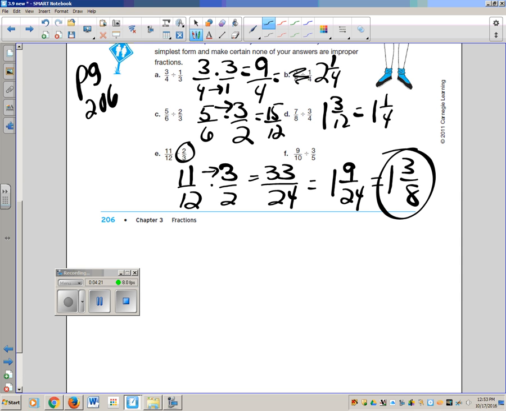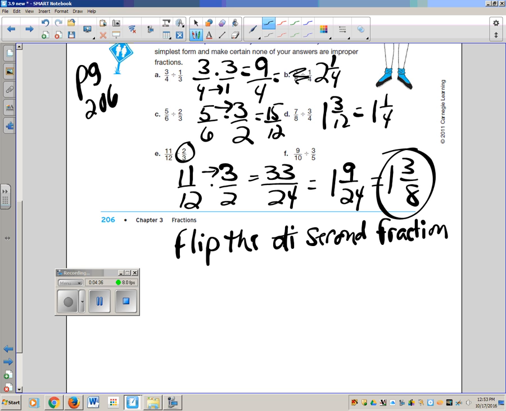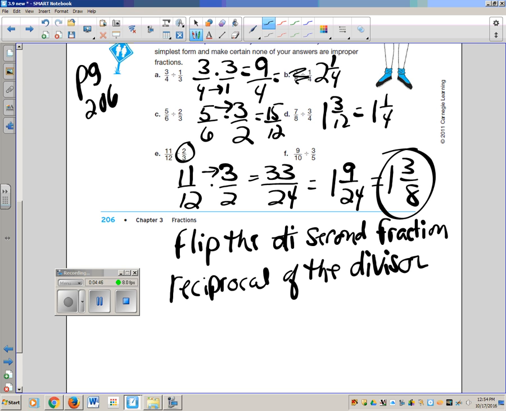So when you're dividing fractions, you have to flip the second fraction. It's one way to say it. Flip the second, or find the reciprocal of the divisor. Reciprocal of the divisor. It's flipping the second. It's the same thing. And that's all dividing fractions is.